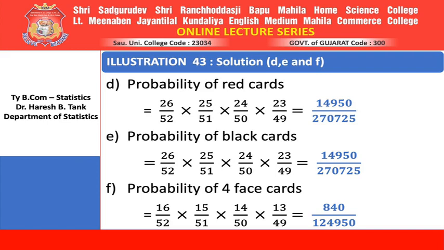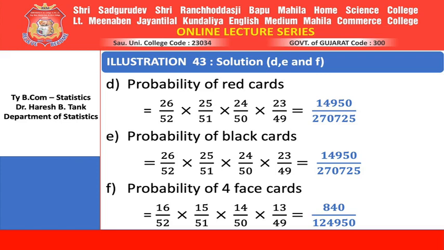That comes to 14,950 divided by 2,70,725. That becomes the probability. Probability of black colors will remain same because all the logic remains same.